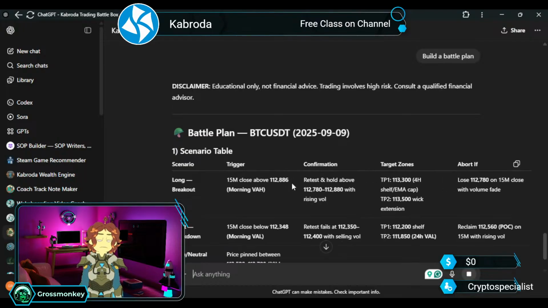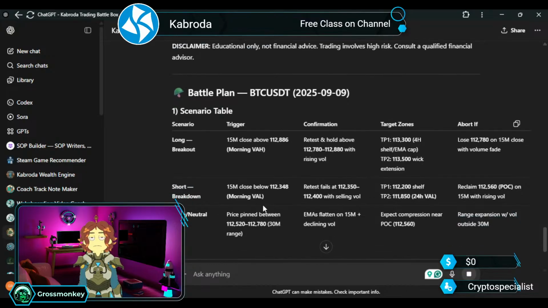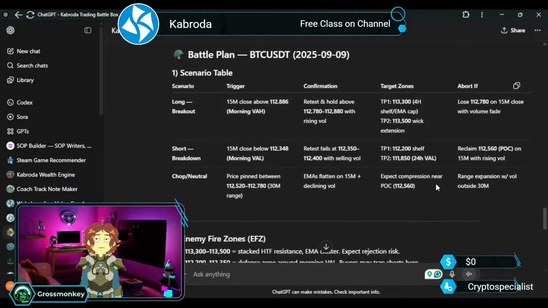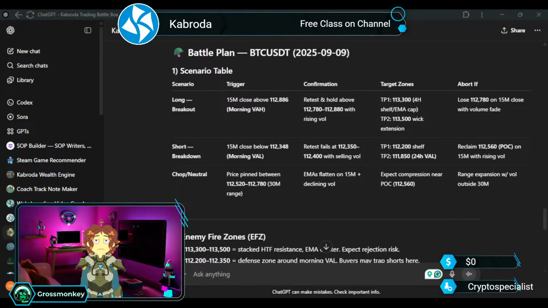Alright, so the first one's going to be that typical 15-minute break and close above the volume area high. And then we'll be targeting that 113,300 level as the first one. Then it's actually saying 113.5 is probably the closest that we'll get to that 4 hour 200. If we lose that 112,700-ish area, so if we lose that volume area high, then that's when we're going to be looking to get out.